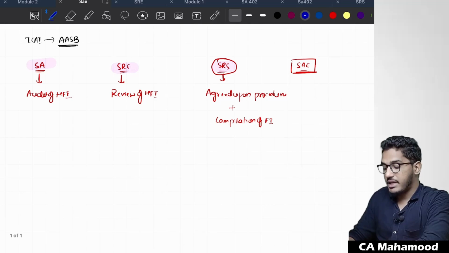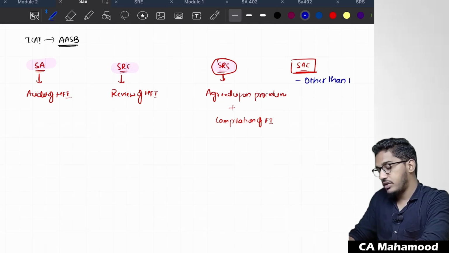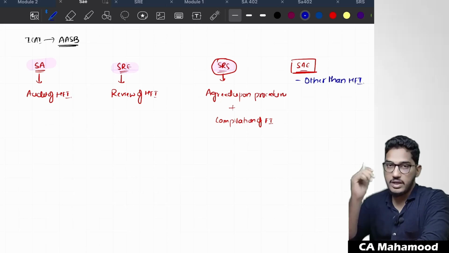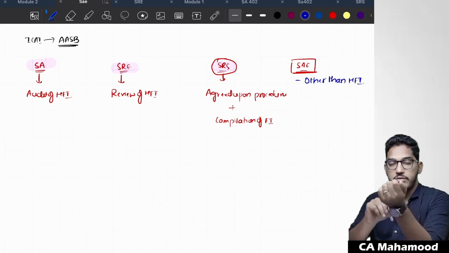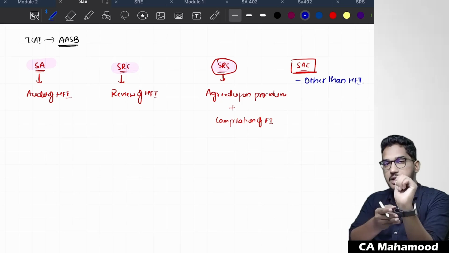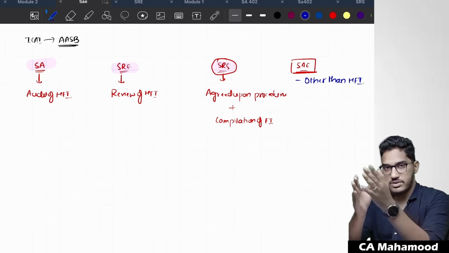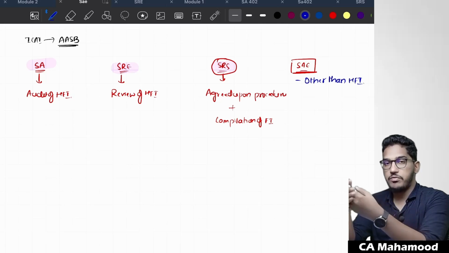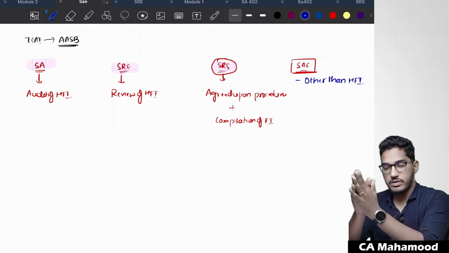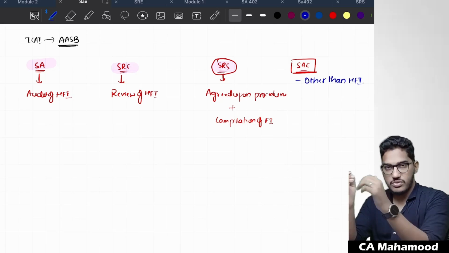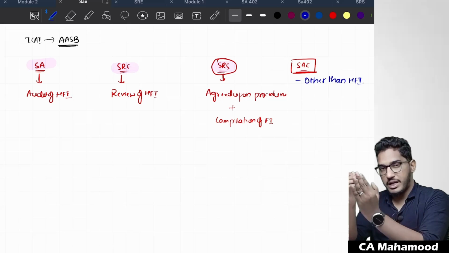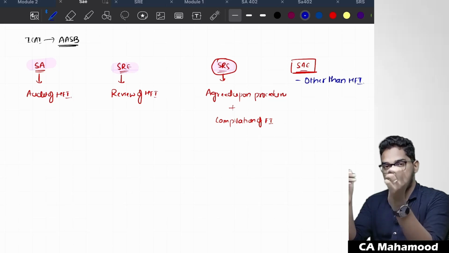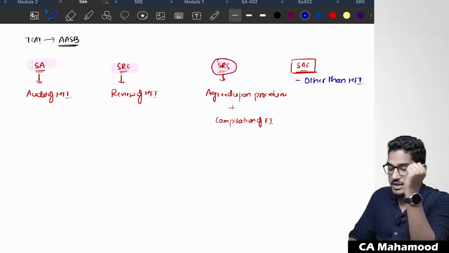ICAI says SAE becomes applicable when you are involved in verification of other than historical financial information. As a chartered accountant in practice, if a client approaches you to do some engagement which has nothing to do with historical financial information, where your subject matter is not historical financial information, then Standards on Assurance Engagement become applicable.